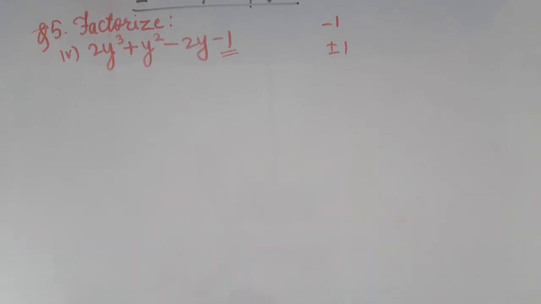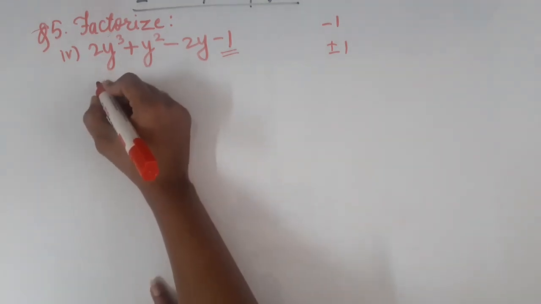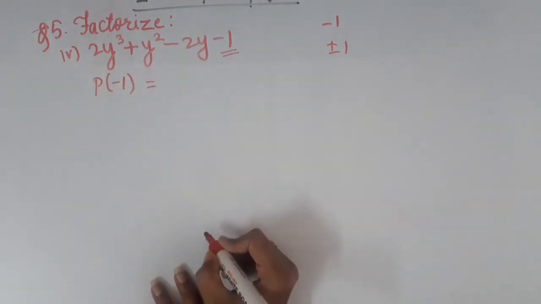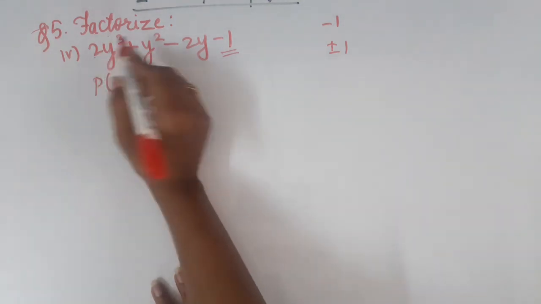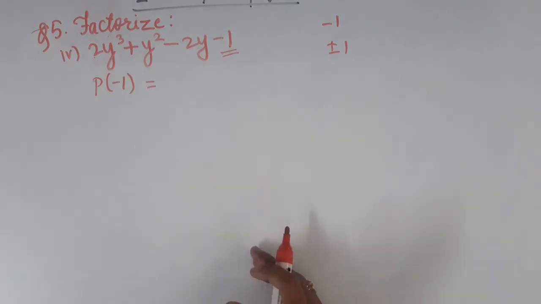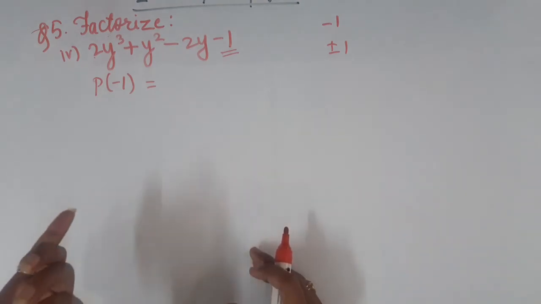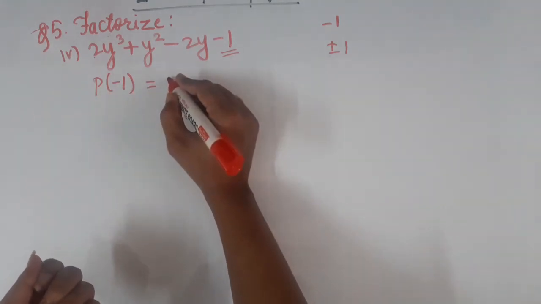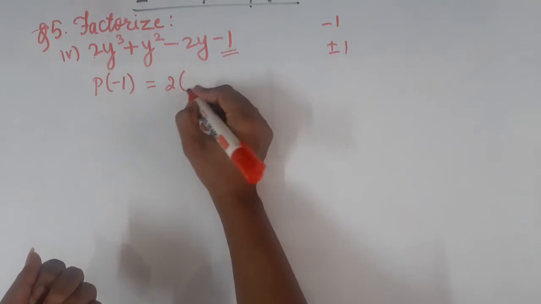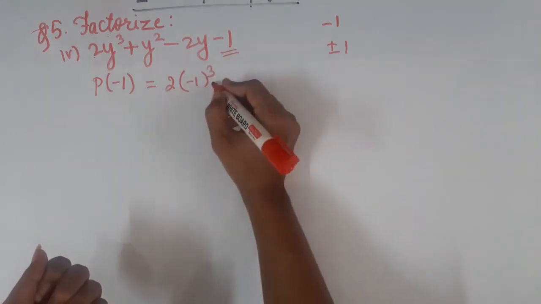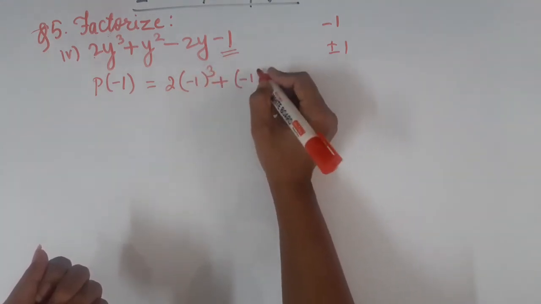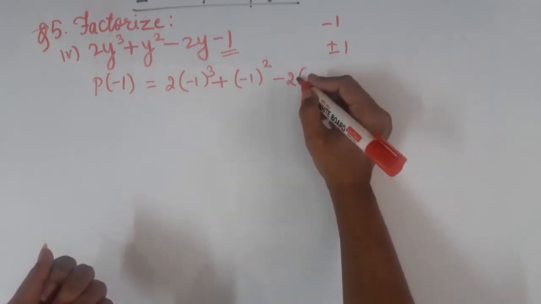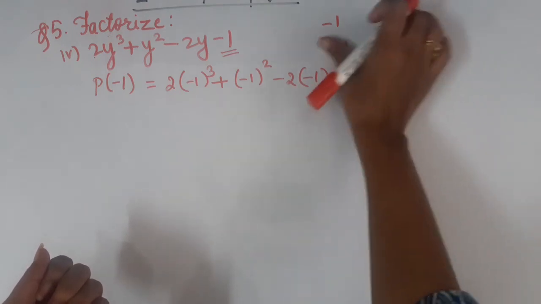Now inspection we are going to do. Let us find p of minus 1. The variable here is not x, it is y. It doesn't matter, it is p of y. So find p of minus 1, replace y by minus 1 in the polynomial. So you will get 2 into minus 1 cube, plus minus 1 square, minus 2 into minus 1, minus 1.